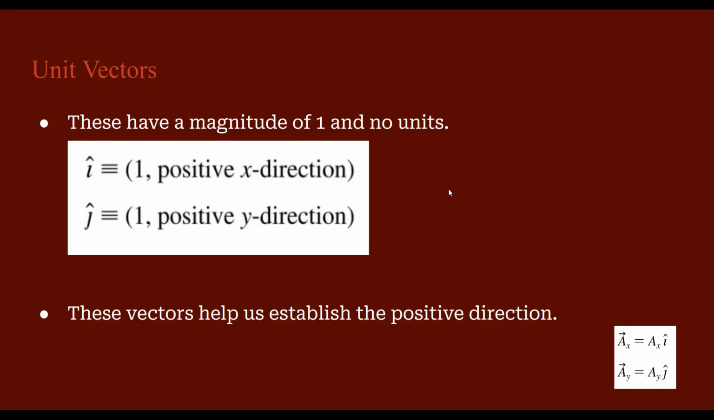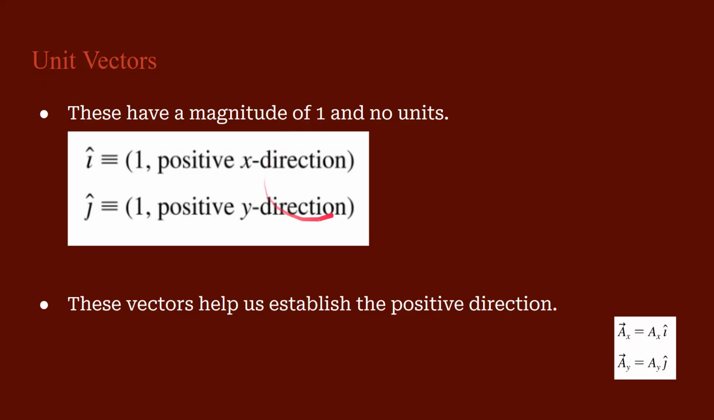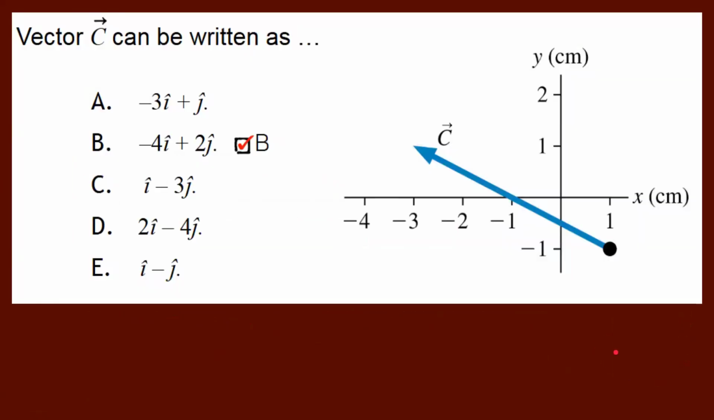I lost internet connection for a second, but I was basically saying that these i hat and j hat, we're not going to use these for the kinematic equations. We will use these in vector related problems. But like I said, they're just going to help us when establishing direction, and you can see there how they're related.